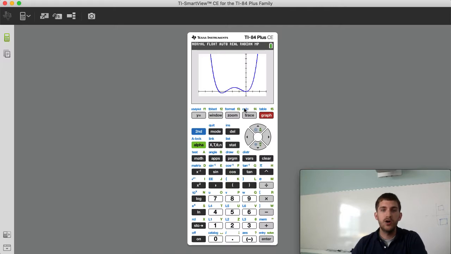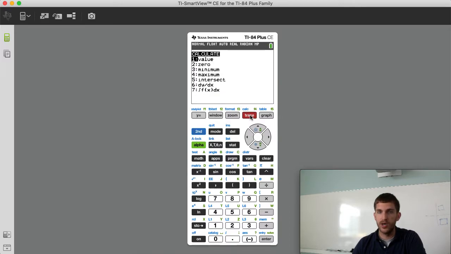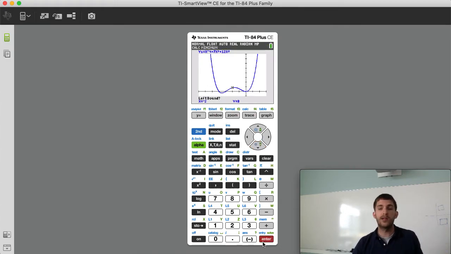Anyways, so the calc option is up here. In order to get to that blue function, we got to go second and then press the trace button, so that it'll use its second option, which is the calc. Now let's start off by finding a minimum. So let's choose option number 3. You can either use the arrow, go down to option 3, hit enter, or you can just press the number 3 and it'll automatically do it.